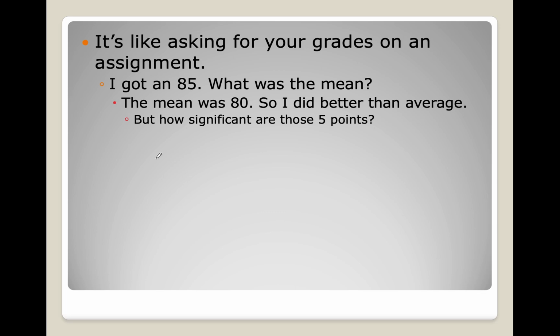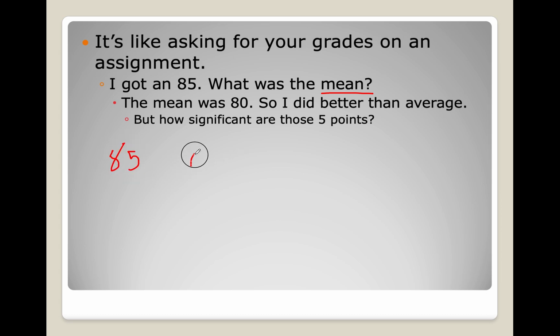Think of those classes, I never took one of these classes, but where they say, oh my God, the average was like a 40, right? The high score was a 50, right? When you're just given your score, you don't have anything to compare it to. But then you get the mean, you get the average, right? So here I am with my 85.